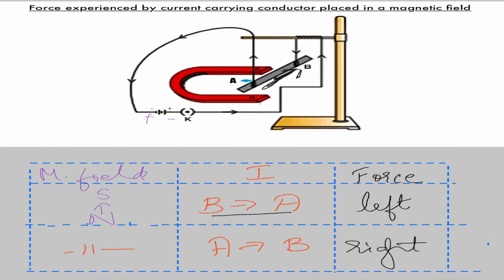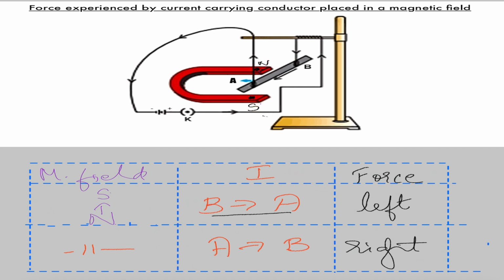So, we conclude that on changing the direction of current, there will also be change in the direction of force. Let me do one more trial by changing the north and south pole of the magnet, keeping the direction of the current same as B to A. In the previous trials, we had changed the direction of flow of current. Now we are changing the direction of the magnetic field.